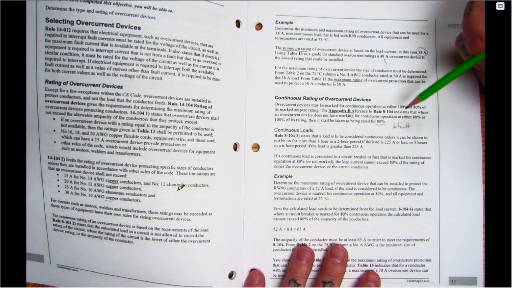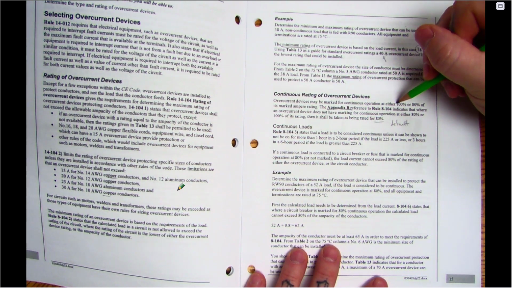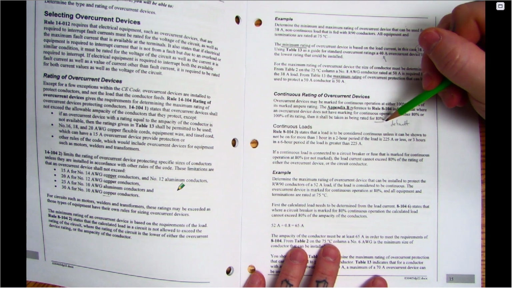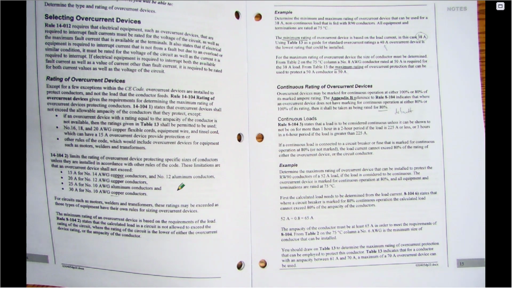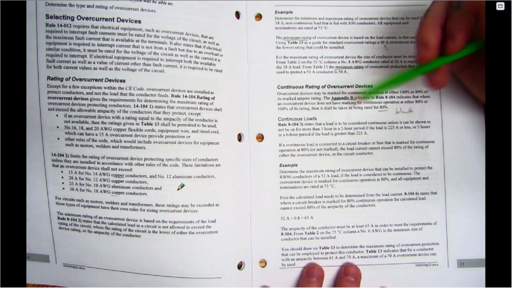Continuous loads. The rating of the overcurrent device can be either 100 or 80%. Appendix B states that basically if it doesn't say, the default is 80. Okay, so a lot of these questions are going to list them for us, which is awesome, but if they don't, the default is 80. So if you've been dividing your continuous loads by 0.8 the whole time, if it's not stated, you're using the default already, and potentially unbeknownst to yourself.